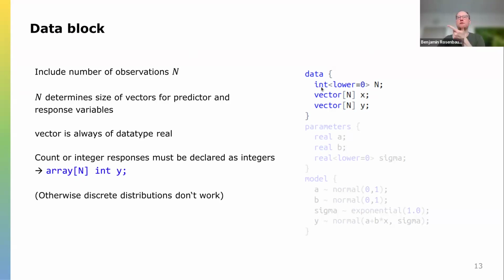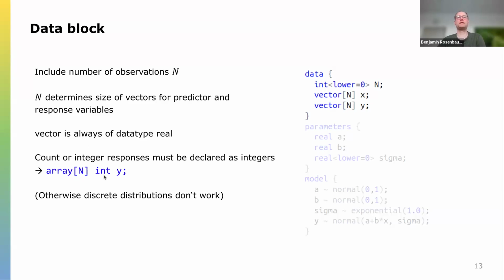So integer is just 1, 2, 3, 4, and real is a continuous variable. Vector is always of type real, so a vector of length n includes n continuous quantities, like each predictor value x here. If your response is integer, for instance, if you have count data and you want to use a Poisson or binomial distribution, then you also have to specify that the response is count data.